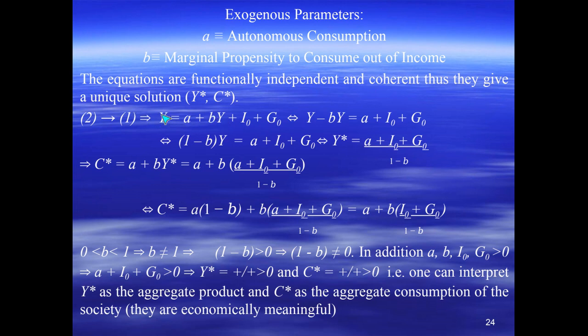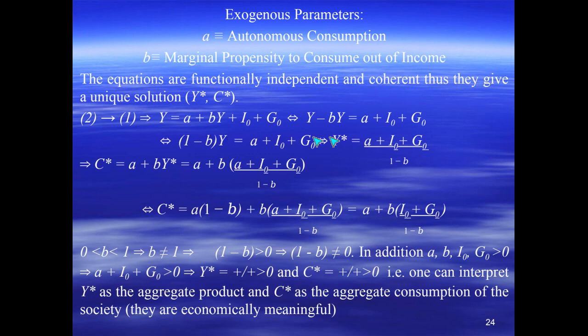Y is already there, and b y passes to the left-hand side with a minus sign. So we obtain y minus by equals a plus I0 plus G0. We factorize it, putting 1 minus b as a factor, as a product. It becomes 1 minus b times y equals a plus I0 plus G0.